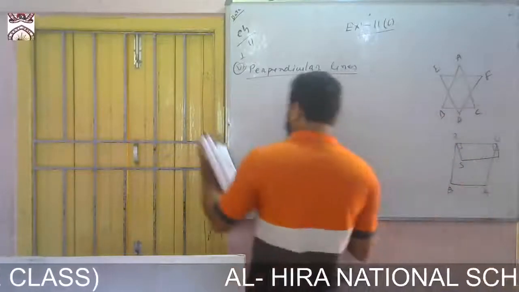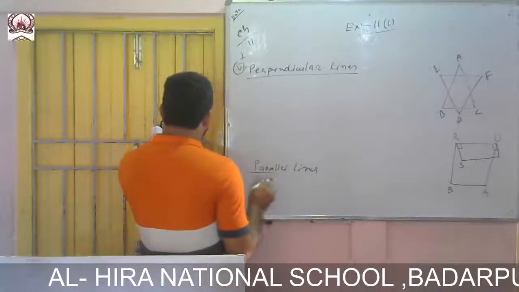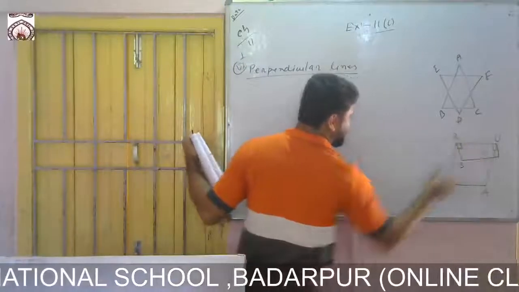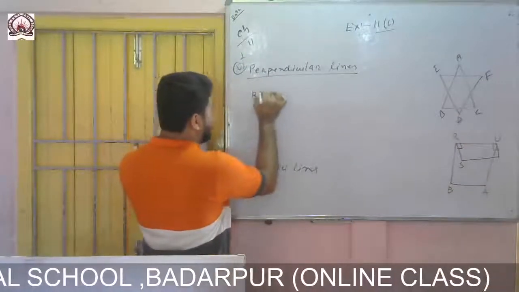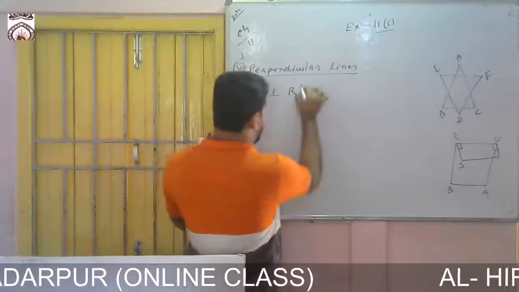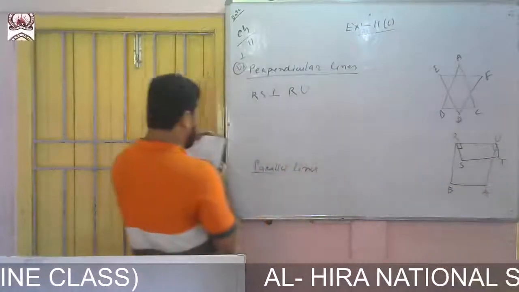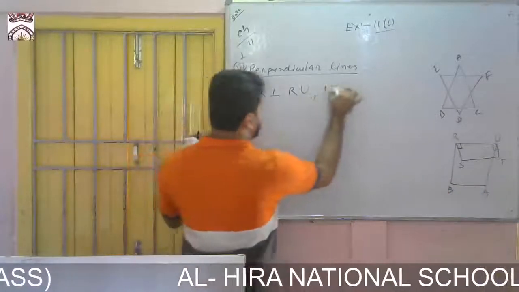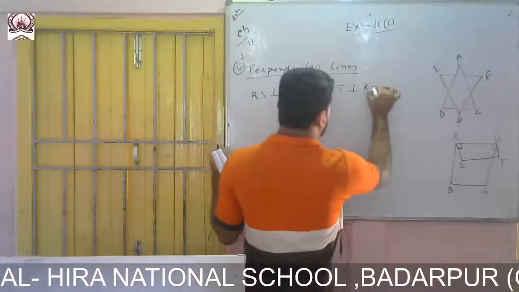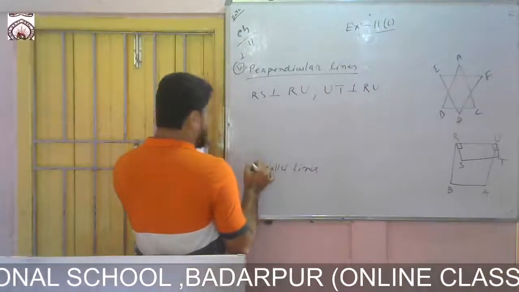So this will be what? How many perpendiculars are there? Yes, RS perpendicular to RU, because the symbol is there. So RS perpendicular to what? RU. This one T. RU. Again which one? UT. UT perpendicular to what? RU. UT perpendicular to RU. Okay. And there is no other more.